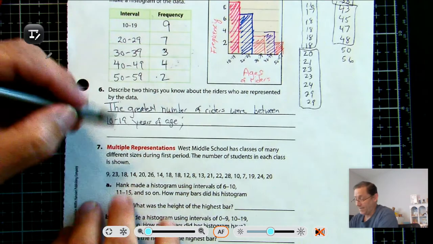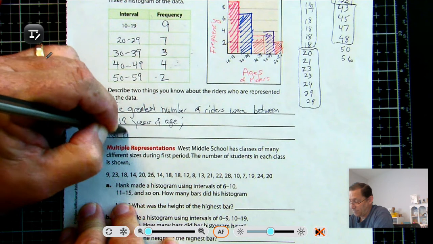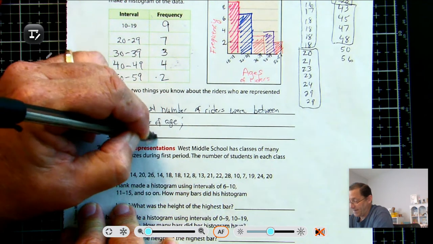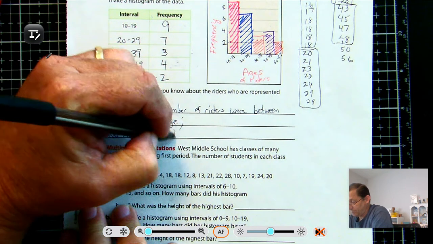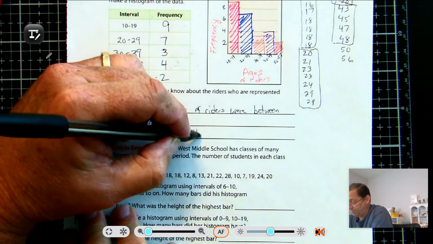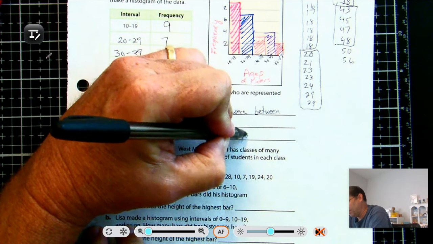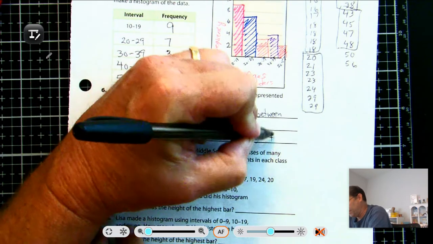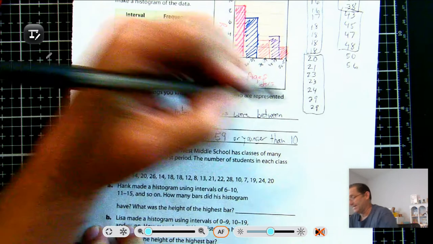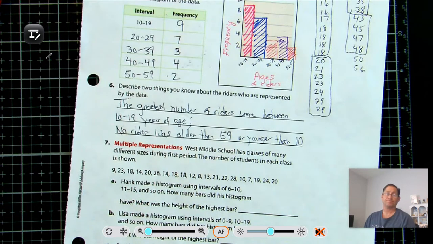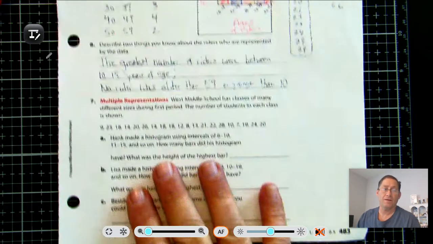I also know that no writer was older than 59 or younger than 10. All right, 7.